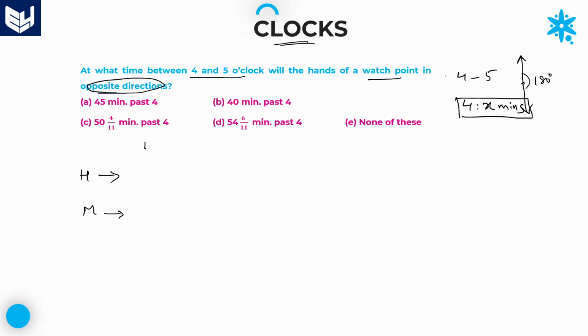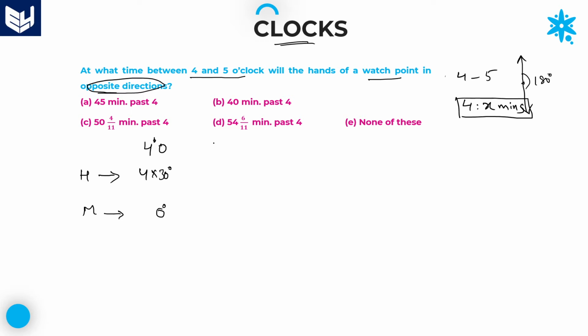Let us take exactly 4 o'clock. The hour hand will move 4 into 30 degrees. Why? Because for every 1 hour it will cover 30 degrees, so for 4 hours it will cover 4 into 30. Whereas the minutes hand is at only 0 degrees, because it starts from 12.